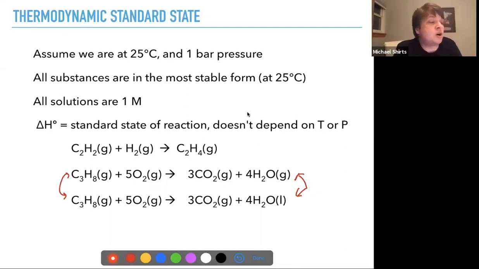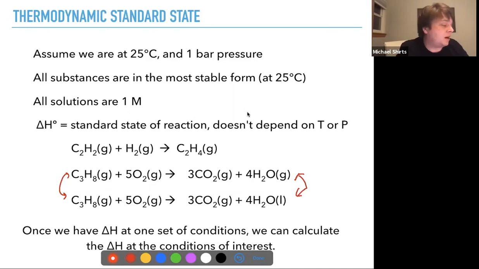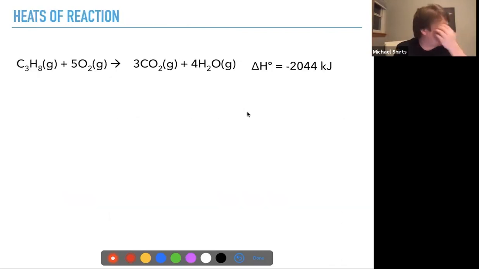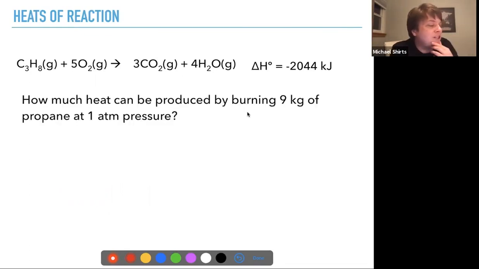Okay, so if we have these tabulated heats of reaction, we can relate that to what's going on in the system. Once we have the delta H at one set of conditions, we can calculate the change in enthalpy at different conditions of interest, which we'll revisit next week and later in the semester as well. All right, so let's take a look at this. So we've tabulated this heat of reaction for burning of propane. How much heat can be produced by burning 9 kilograms of propane at 1 atmosphere pressure?